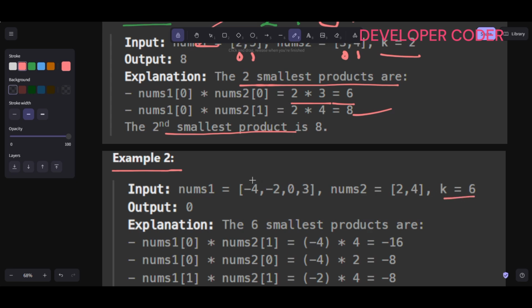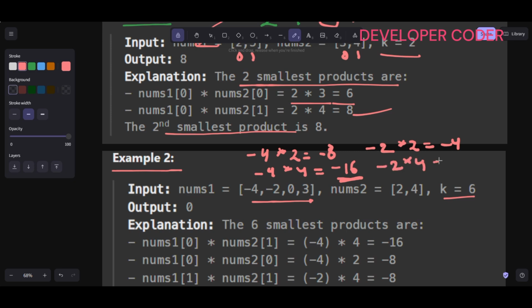There are many ways. Now here you see negative numbers are there. So minus 4 times 2, if I do that, I will get minus 8, right? And if I do minus 4 times 4, then I get minus 16. So we are getting the minimum number. You can try other possibilities also. Minus 2 times 2 is nothing but minus 4, and minus 2 times 4 you are going to get minus 8.